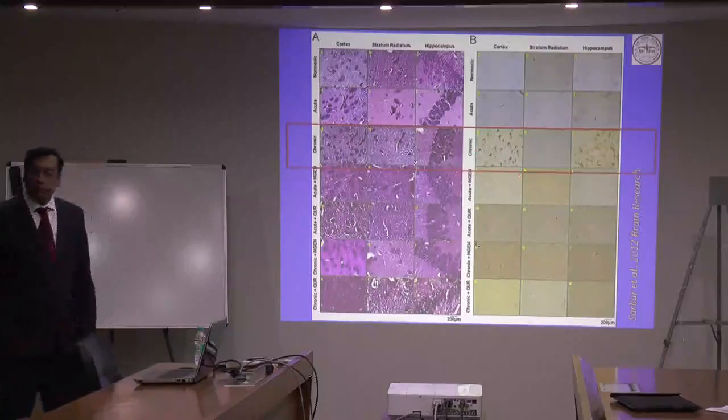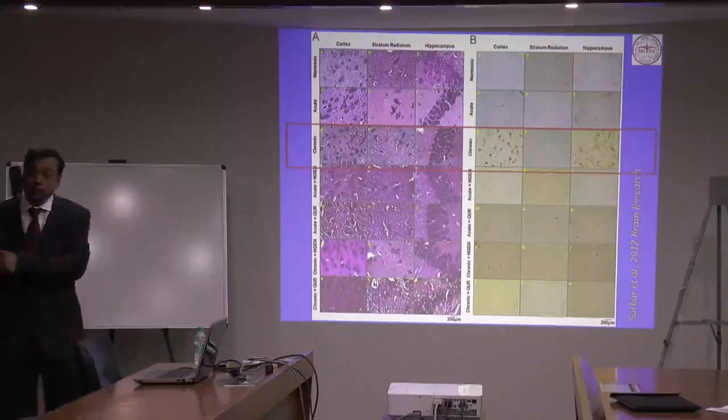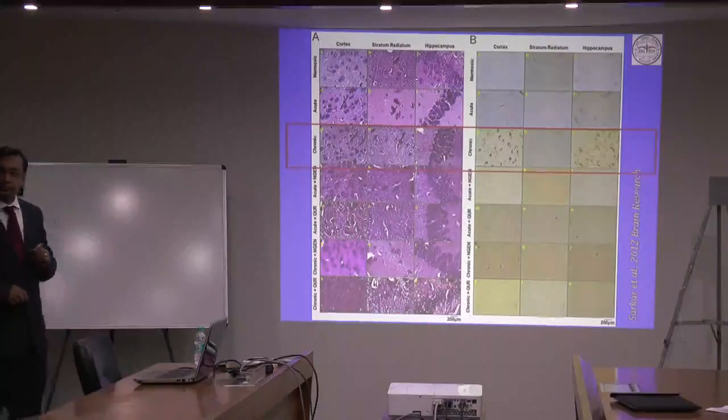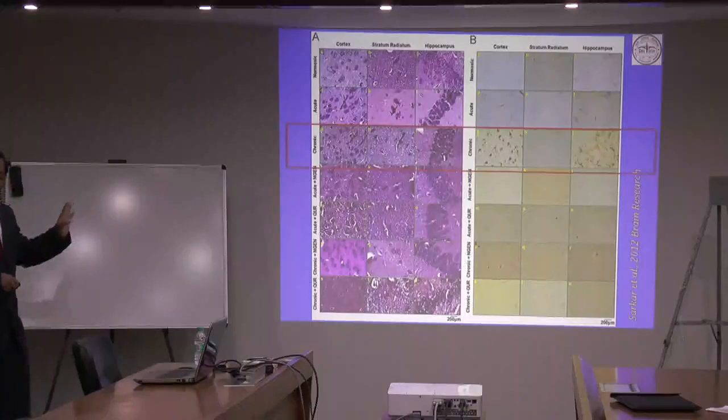It's for Alzheimer's or what? No, it's a hypoxic model. Hypoxia-mediated neurodegeneration. Okay? I was very surprised, because basically the striatum is not affected here, whereas in Parkinson's the striatum is used. It's a hypoxic model. Okay?